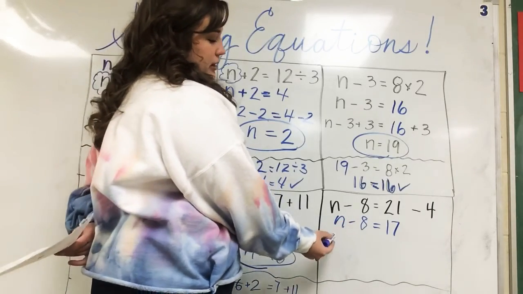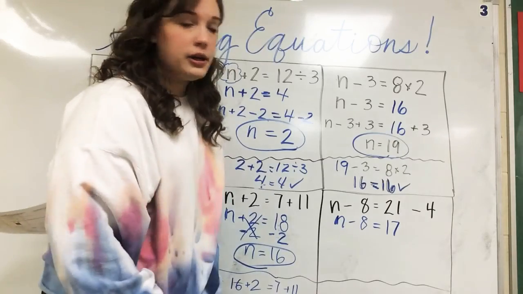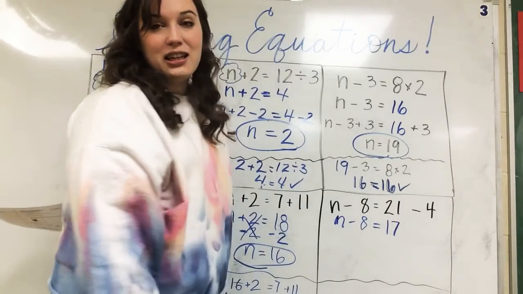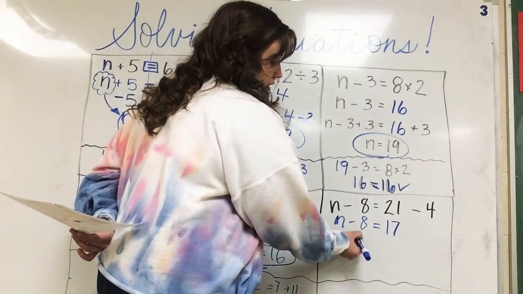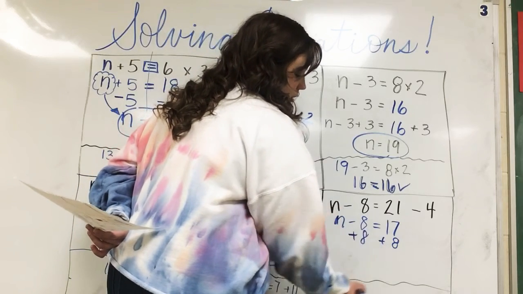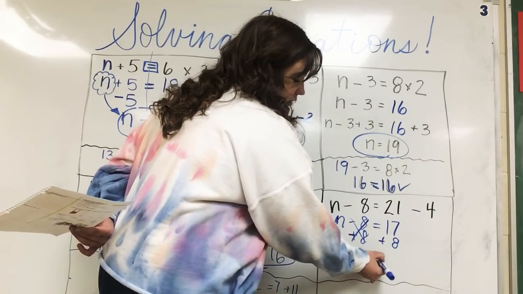We have to do the opposite. To get n all by itself, we have to do the opposite of what it's working with. So we have minus 8. The opposite of subtraction is what? Addition. So we're going to add 8 to cancel it out. What you do to one side, you have to do to both sides. This cancels each other out. So n is all by itself.